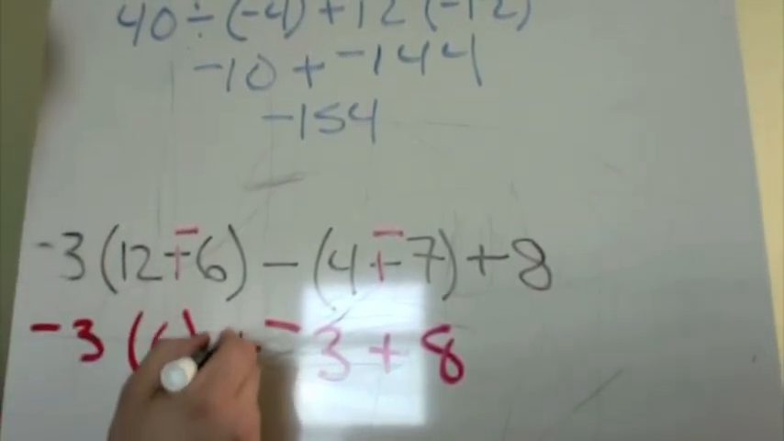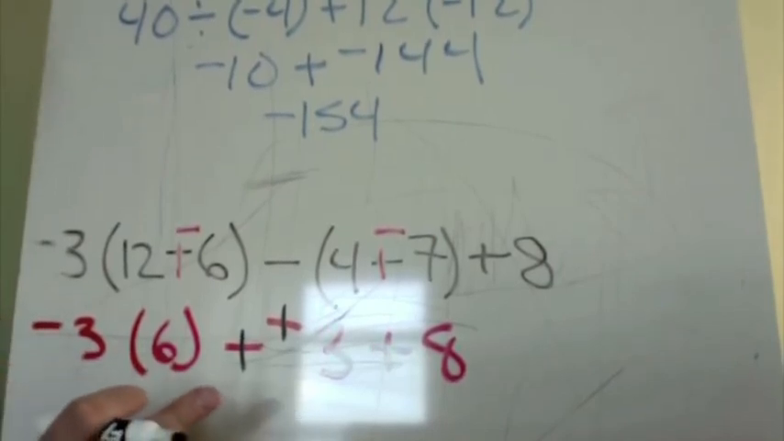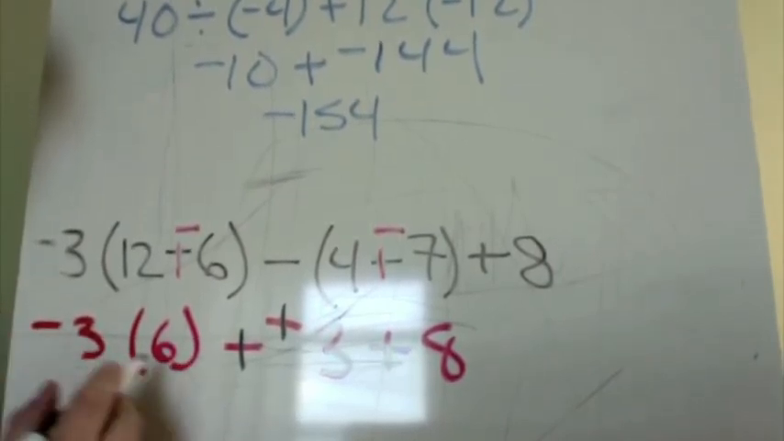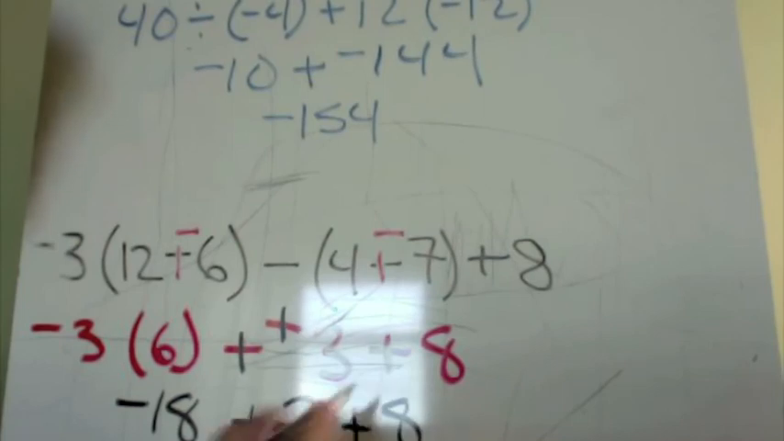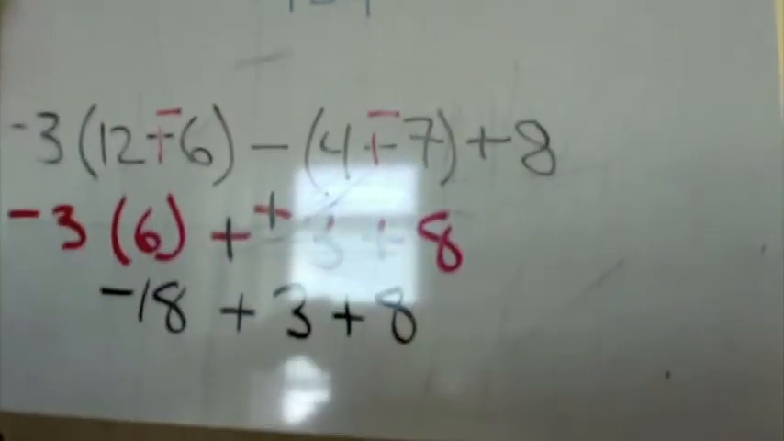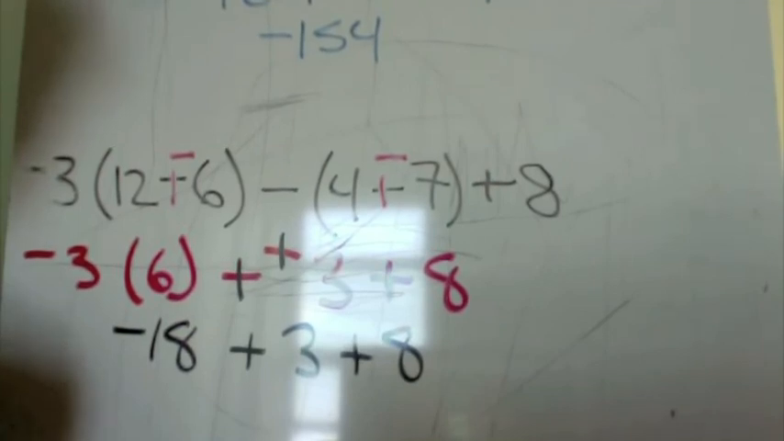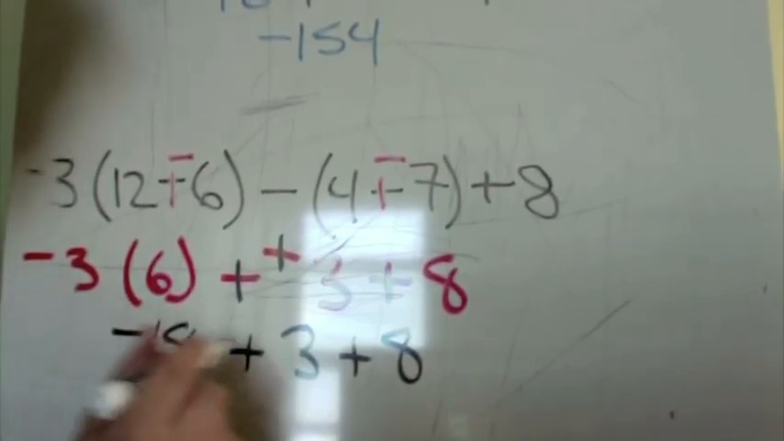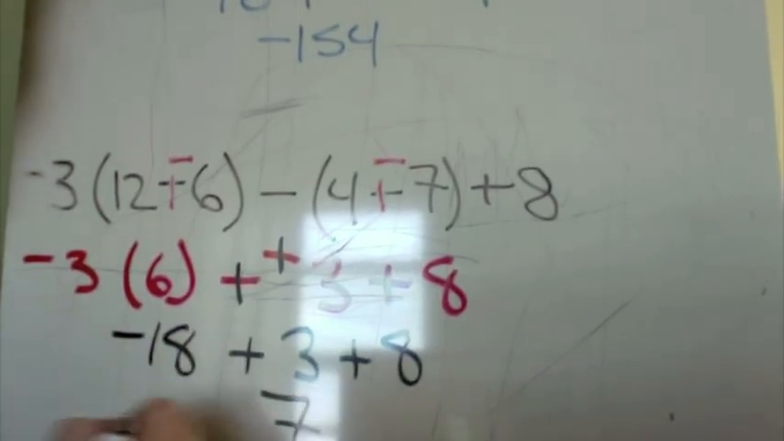Okay. Now I look at what I have, and I go, oh, well, I'm subtracting a negative, so let's do a sign change here. Bam, bam. Okay. And let's do our multiplication and division left to right. -3 times 6 is -18. Oh, there's 3. Okay, done all the multiplying and dividing, so now we just have adding and subtracting. So -18 plus 3 would be -15. -15 plus 8 would be 7.